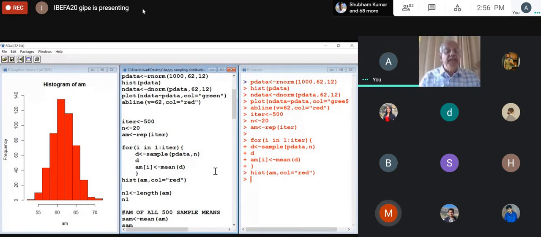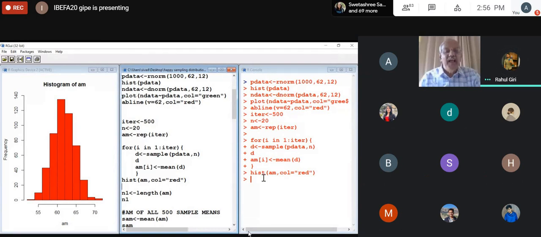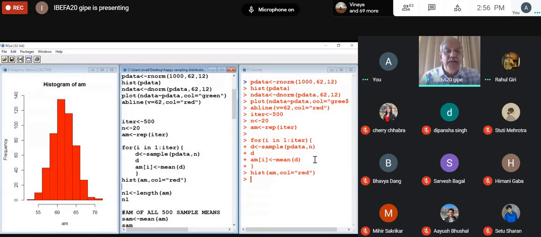Yes, and the arithmetic mean of each is plotted. The average of each of those 500 samples is 62? Why would it be 62 for each sample? It will differ from sample to sample, because we are taking different values in each sample.